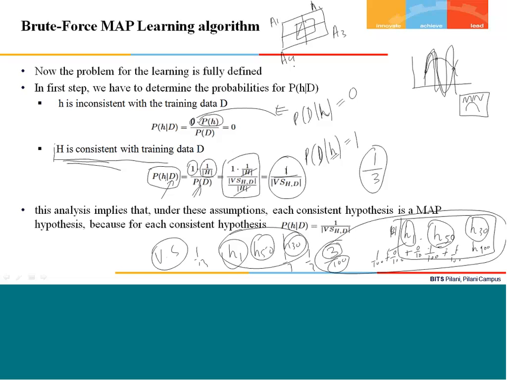This is the event B. You can see this event B is having overlap with A2, with A3, and with A4. So this event B is having overlap with every A.